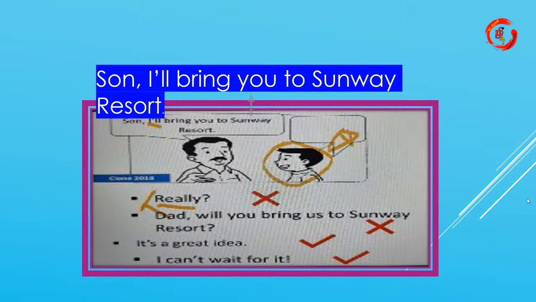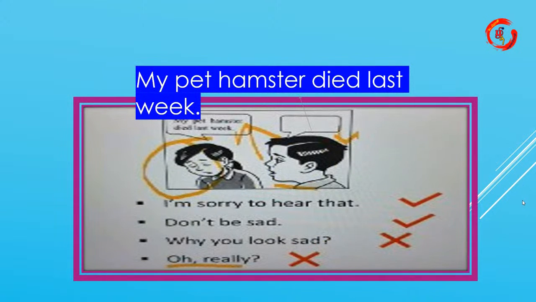That's not correct. The third one, it's a great idea. I can't wait for it. So number 3 and number 4 is correct. Right? Look at this one. My pet hamster died last week. Look at the facial expression. The girl, she's very sad, isn't it? So what must you say? Yay, very good. No, you don't say that, right? I'm sorry to hear that.